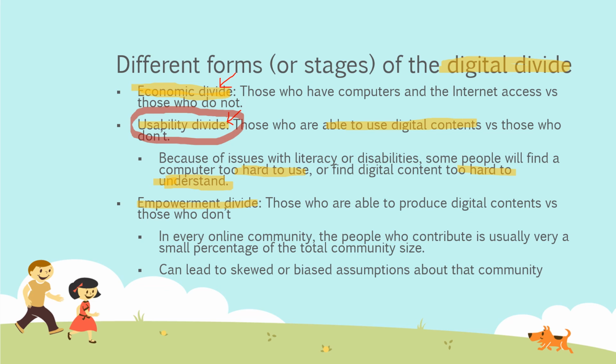And then the third one will be empowerment. The empowerment divide means whether you have the ability to create and produce digital content or not. Today there are lots of platforms, and most of them support video, text, and photos, so you can create lots of digital content. Some of you are CD1, right? So you are read only, and somehow you will not create the content.